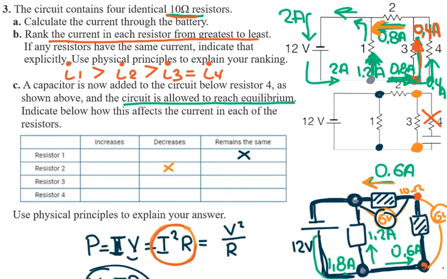Again, looking at this formula, there is more current going now through resistor 3 than before. So resistor 3 increases the brightness, and resistor 4 is off. So that means resistor 4 decreases its brightness because there is no current flowing through resistor 4 after the capacitor was added into the circuit. And that is it for this question.